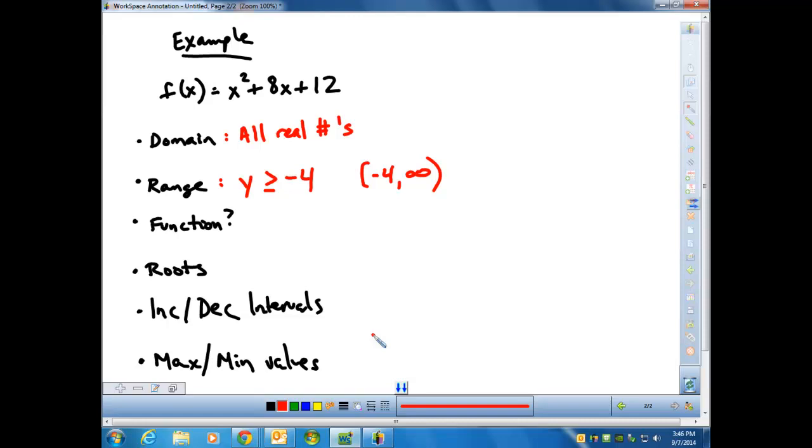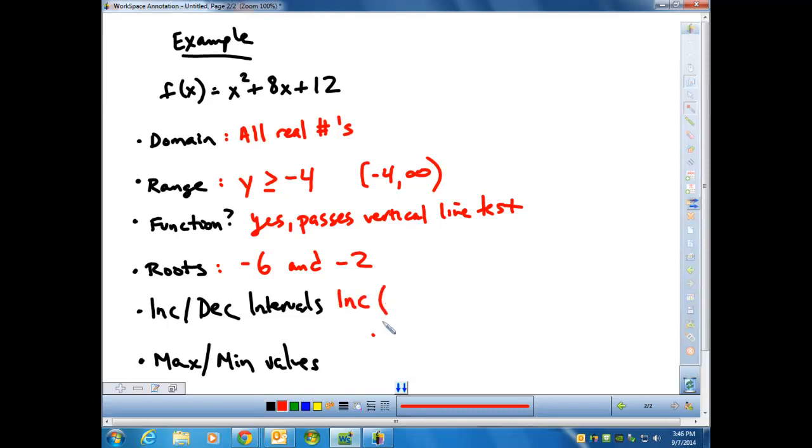Range is not a super useful part of this, but it is a small part. Is it a function? Well, if I graph it, it's a parabola, and no matter where I draw a vertical line, I'm not going to hit any point on that parabola more than once, so it passes the vertical line test, so we're cool there. But its roots. Hopefully you got 2 roots for this problem, negative 6 and negative 2. You could do that algebraically, or you could do that with your built-in functions on your calculator.